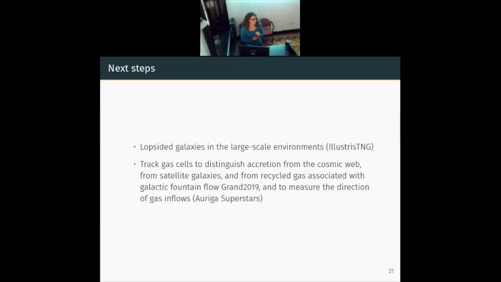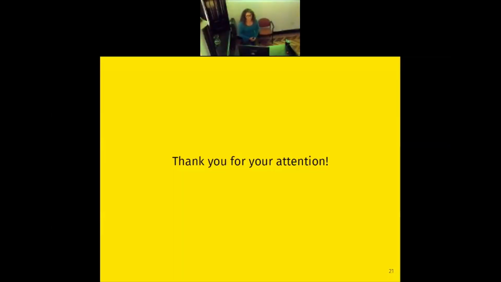As a next step, we would like to investigate this further, because it seems that the lopsided galaxies have accreted more gas. It might mean that they could be located in different environments that facilitate this gas accretion. We would like to investigate this using the TNG simulations, which have a larger cosmological box. But we would also like to investigate more the origin of the gas accretion, and the direction of the gas inflow, using the Auriga simulations, in more detail. And thank you.